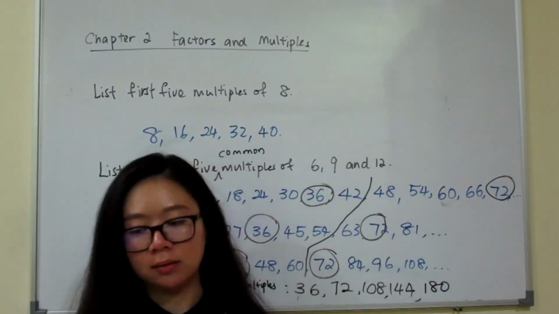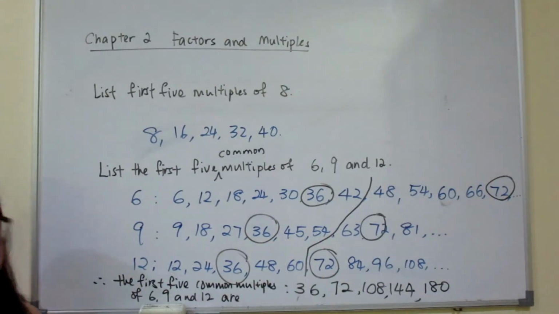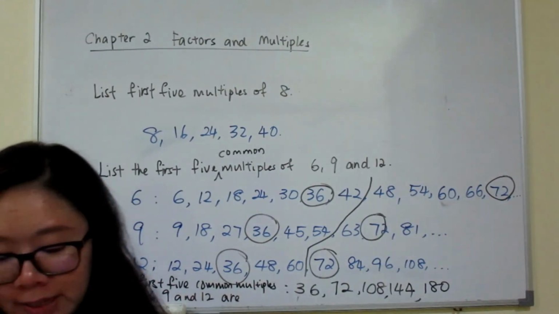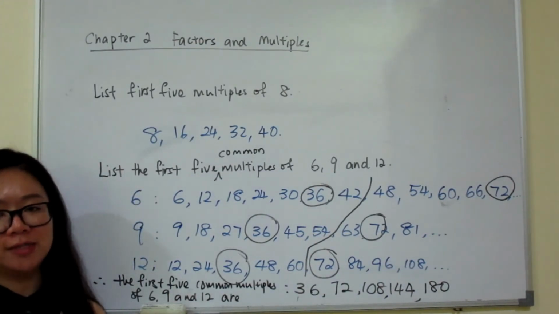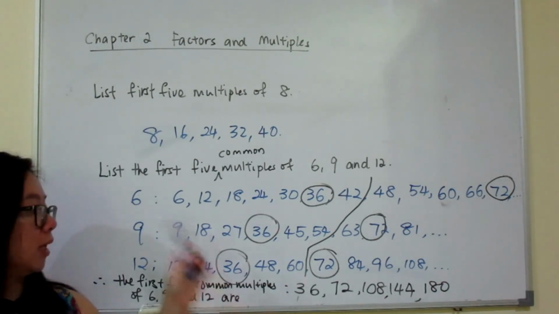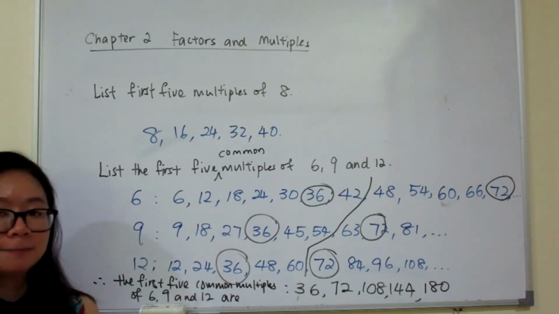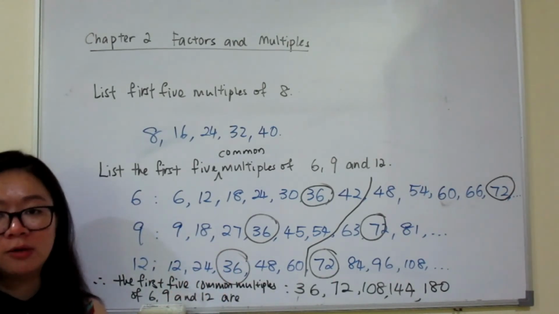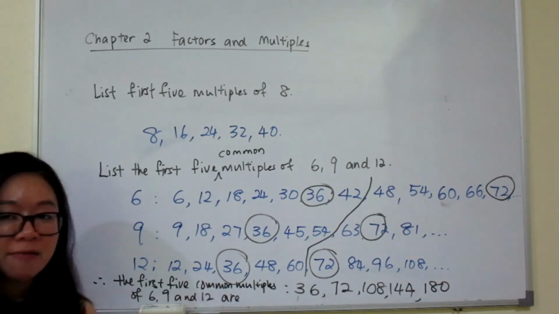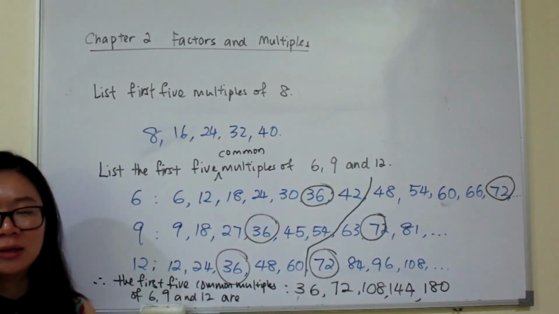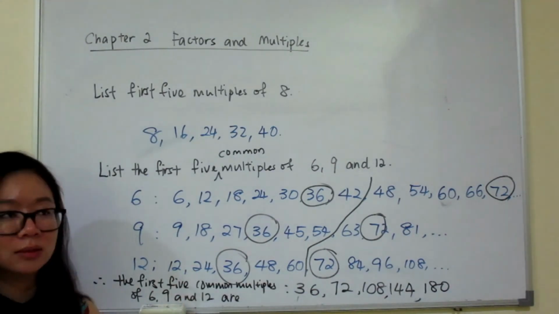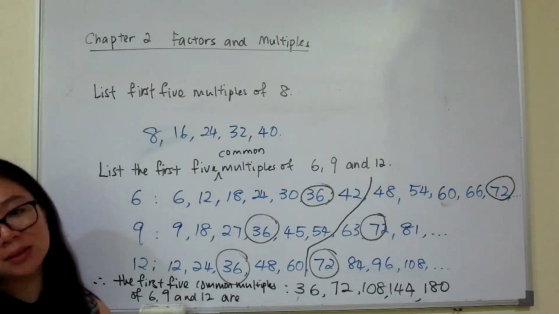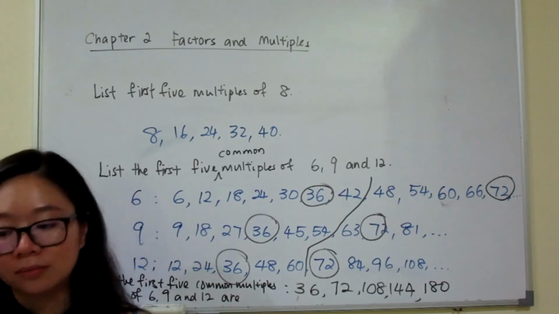Let me check if that's right. Yes. Alright, so that's how you list the first 5 common multiples of 6, 9, and 12. The trick is just to find the first common multiple by listing all of them and looking for the common ones, and then do the multiples of the common multiple that you have identified. That's it. If they ask for the first 10 common multiples of these 3 numbers, just do the first 10 multiples of 36, that's it. Okay? Nothing wrong.